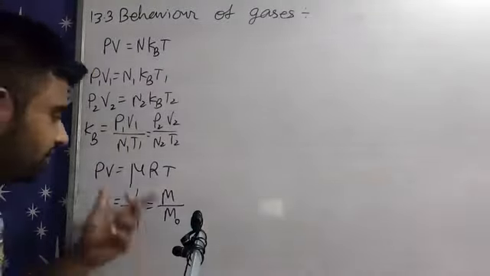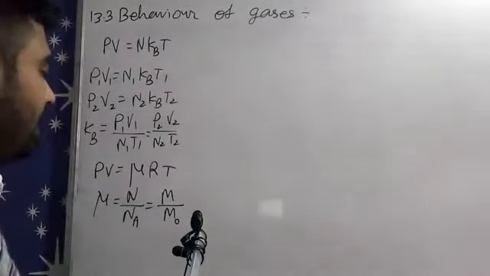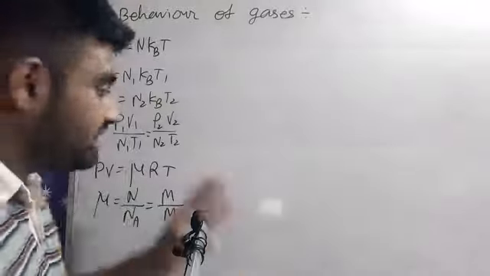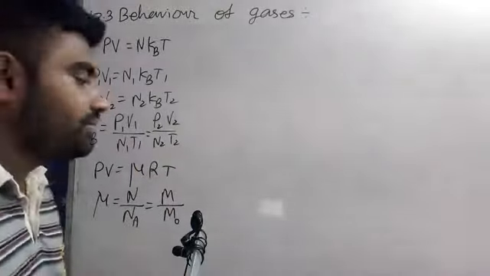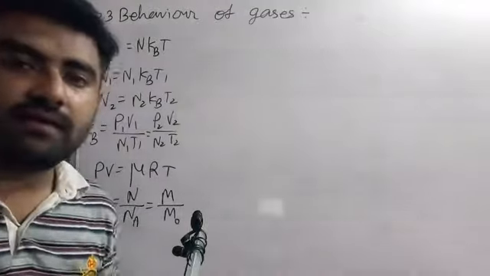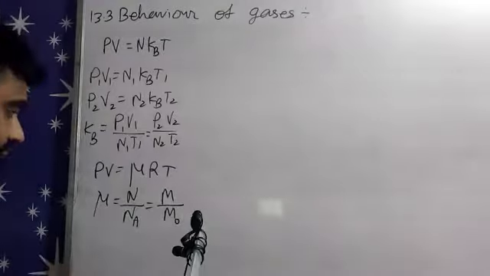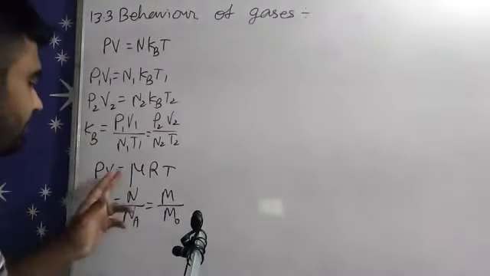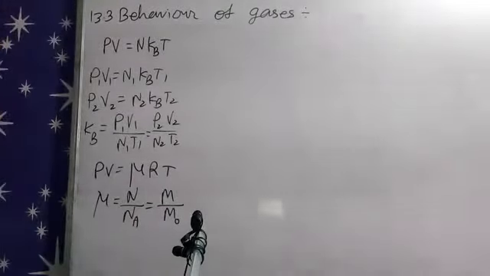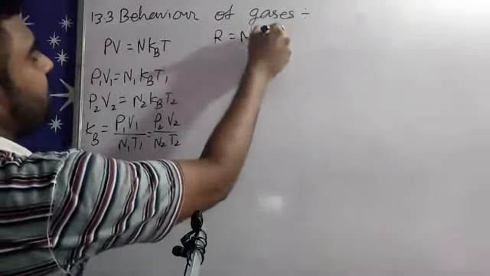So how do we get this formula? By three laws, Boyle's law, Charles' law and Gay-Lussac's law, we form this formula, as we discussed earlier. Now here we have PV is equal to mu RT, right? What is R? R is equal to Na into kB.